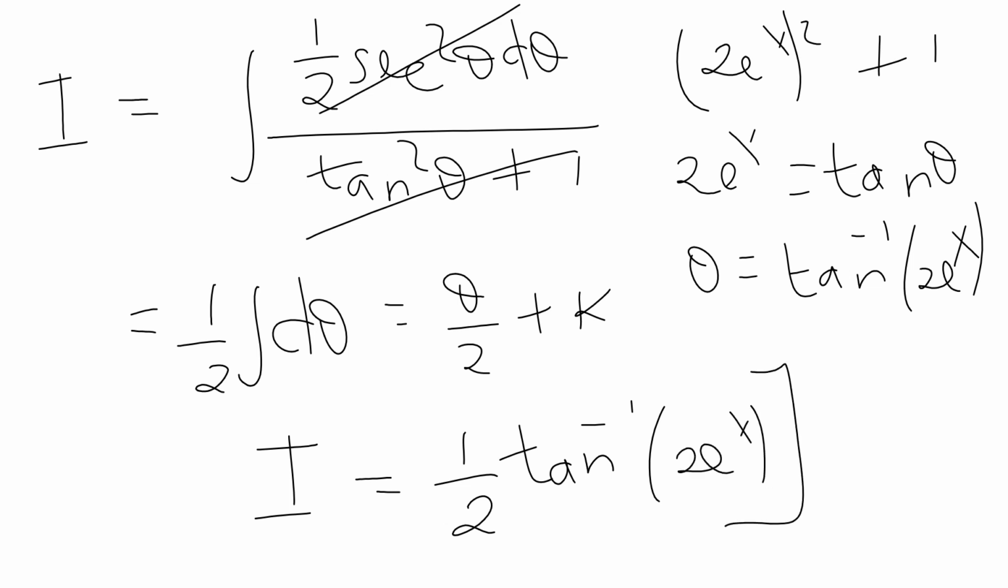Now we need to fit the bounds from 0 to ln 2. These bounds were for x. That's why I could not put 0 to ln 2 here, because if I put 0 to ln 2 there, then I'm wrong, because 0 to ln 2 is not for theta, and I never wanted to change the bounds. So now let us see what we have.